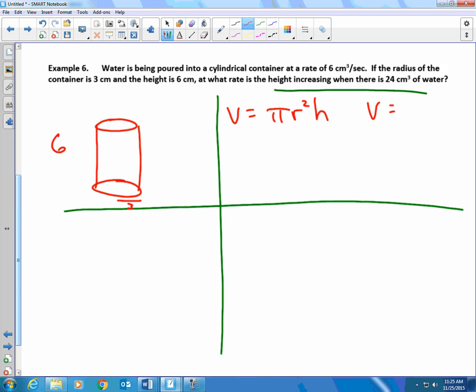What are our knowns? What's the current volume? 24. What is the rate at which the volume is increasing? Very good. We know the current height. We know the current radius.